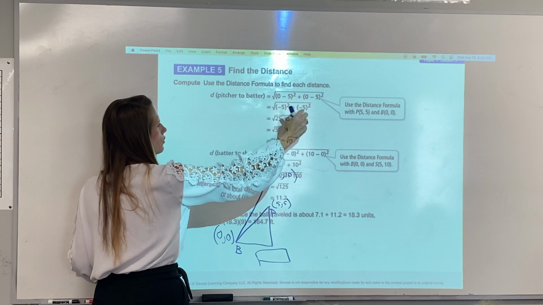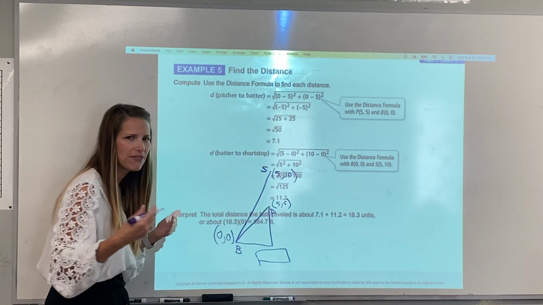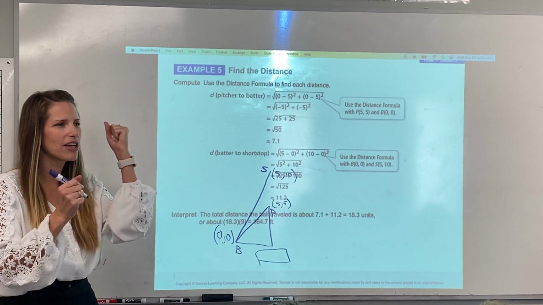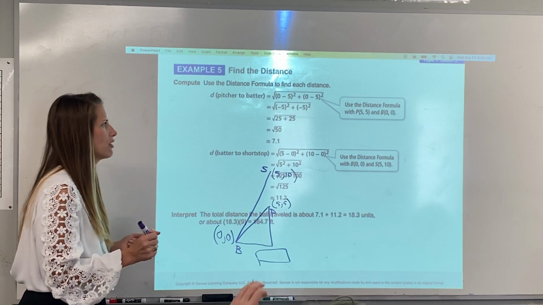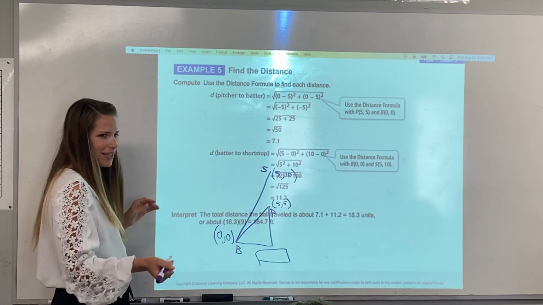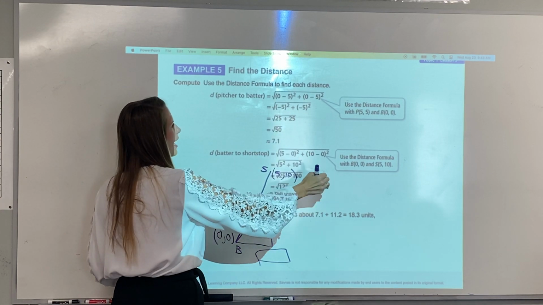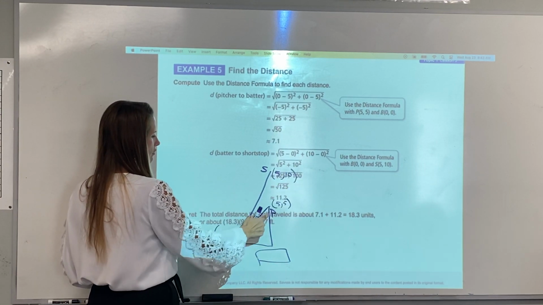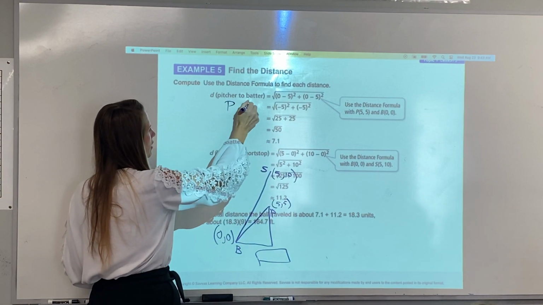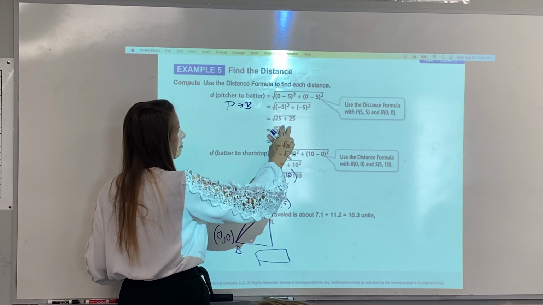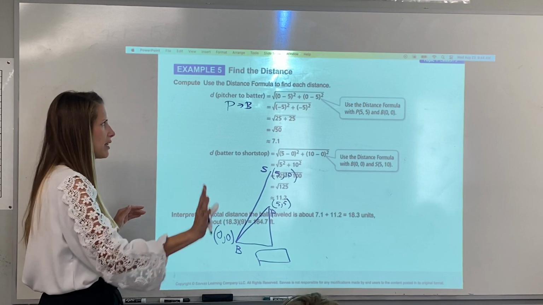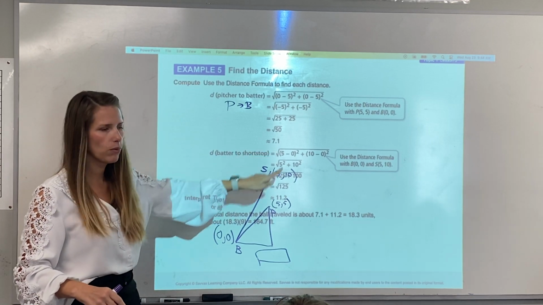The difference would be -5, and -5 squared is what? 25. I actually kind of wanted somebody to fall for it, because we don't want to make that mistake, right? So now we're finding the distance from P to B, from pitcher to batter. The distance is 25 plus 25 is 50. Square root of 50 is approximately 7.1.